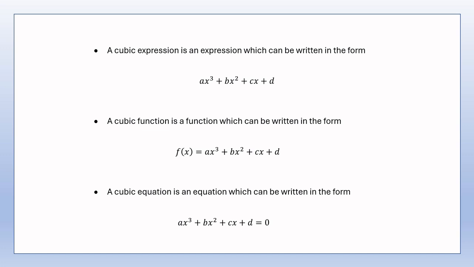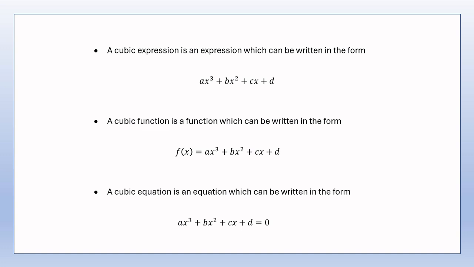Note that in each of these I say "can be written in the form". An equation such as, say, x cubed plus 2x equals 4 plus 5x squared is still a cubic equation, but it's not in the form ax cubed plus bx squared plus cx plus d equals 0. Nevertheless, this equation can be brought into the form ax cubed plus bx squared plus cx plus d equals 0.